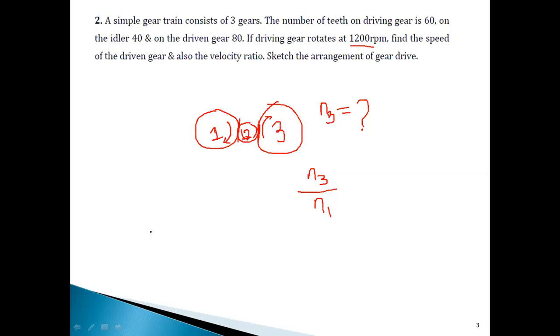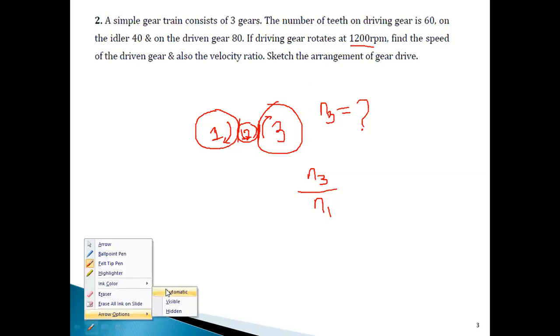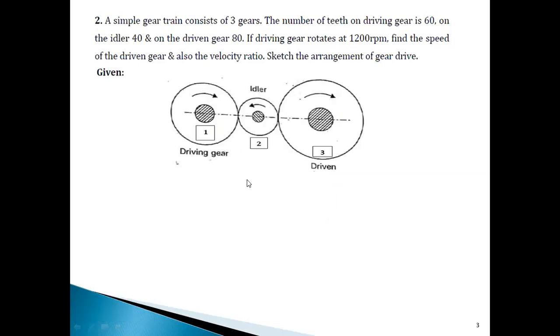Now with these things, let us see how the problem can be solved. Given data: this is the sketch. Driving gear number 1, idler gear number 2, driven gear number 3. We have assumed the driver gear direction as clockwise, idler gear anti-clockwise, and driven gear again clockwise.